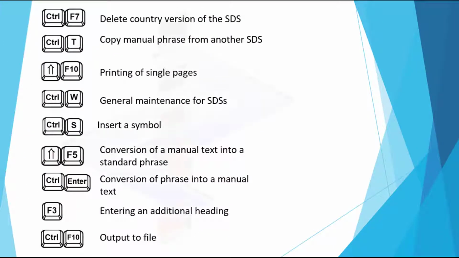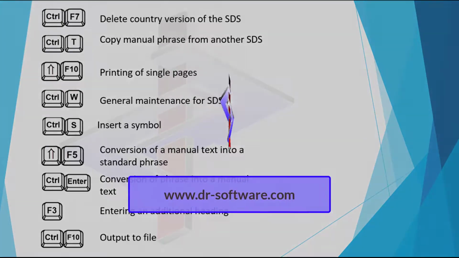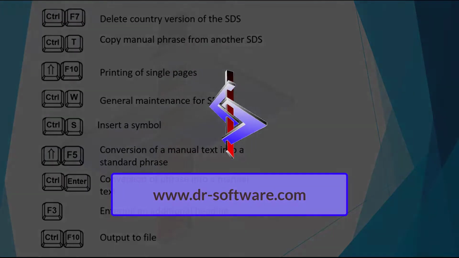There are other function keys that are used rather rarely and can be used without further explanation. It is only important that you know that this functionality is available if it should be needed. In this way, you can delete individual country versions, copy manual texts from SDSs of other substances, insert symbols into the SDS, create a phrase for the phrase catalog from a manual text, or even insert additional headings that were not added to the SDS in order to avoid overwhelming complexity. Always remember, pay attention to the buttons that are active to see what functions are available to you.